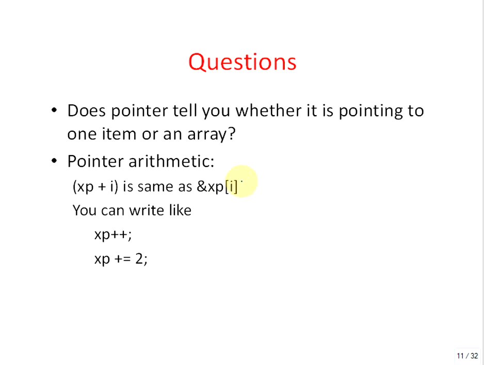We know when xp is a pointer, you can write xp of i to access the ith item in the array.